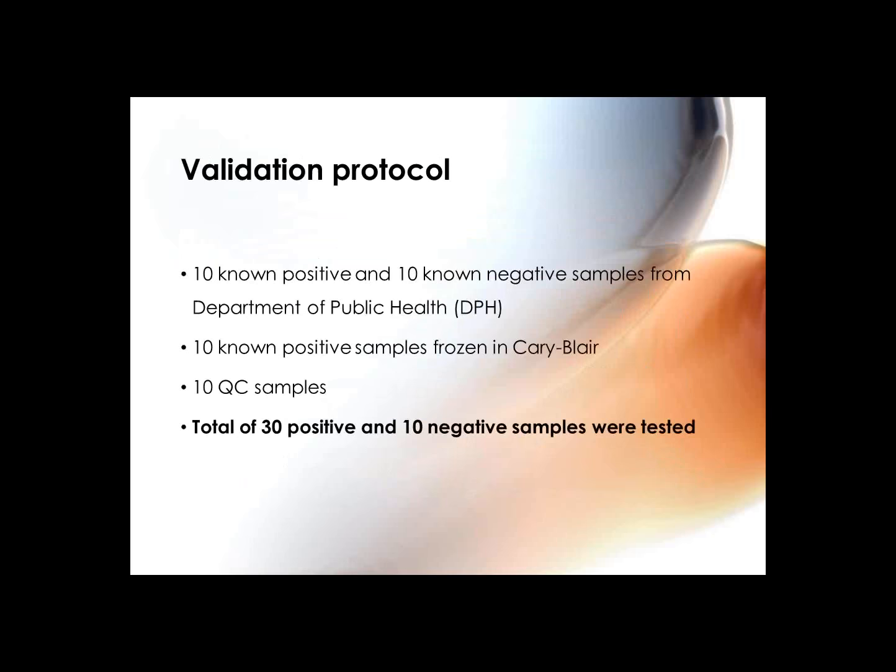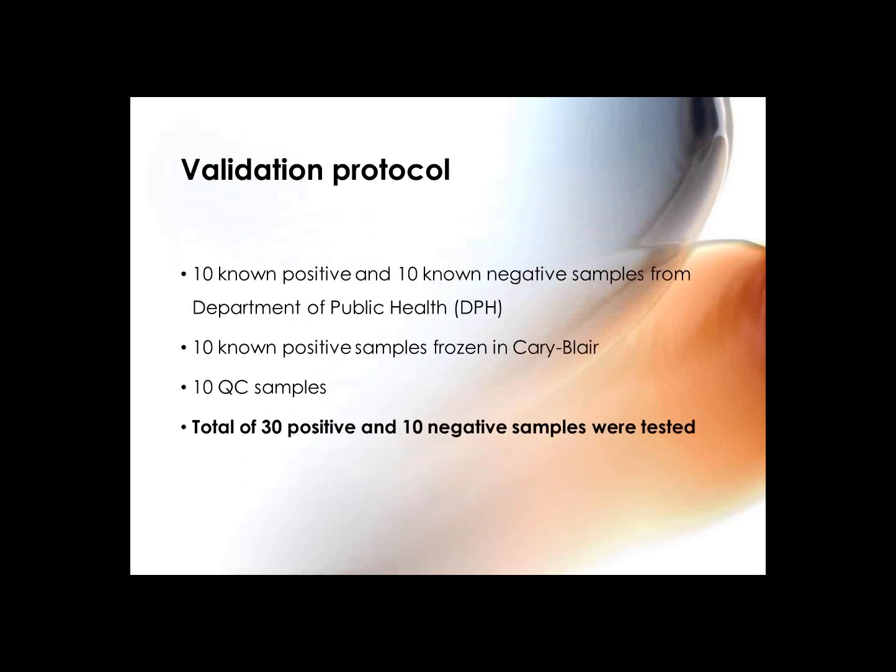For the validation protocol, we went through different sources for samples. We used 10 known positive and 10 known negative samples from the Department of Public Health. We communicate with them and they give us some samples from previous patients. We used 10 known positive samples that we had frozen from previous years, and we also used 10 QC samples. In total, we used 40, 30 positive and 10 negative.